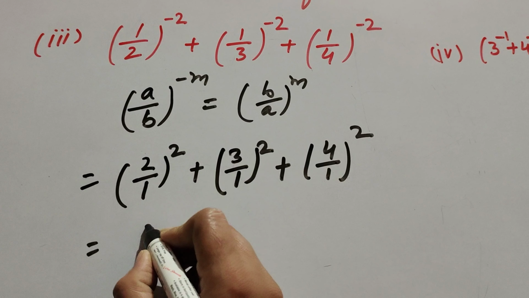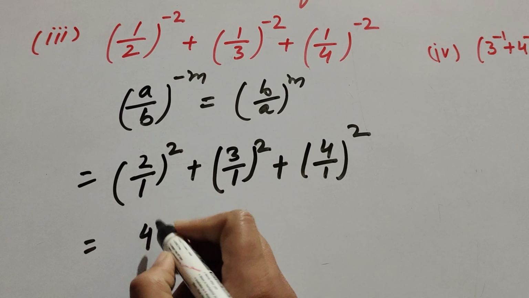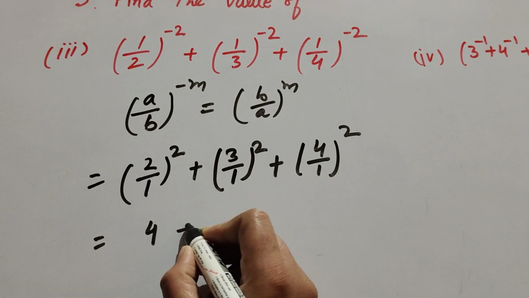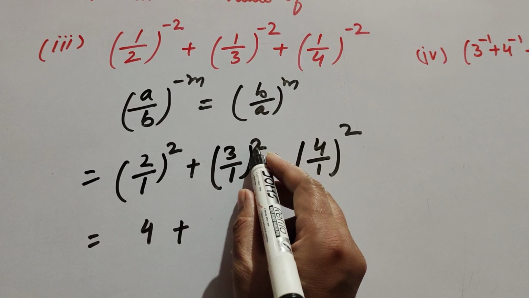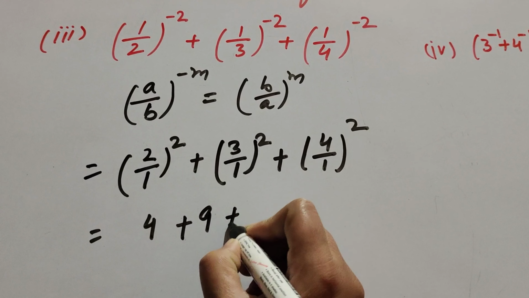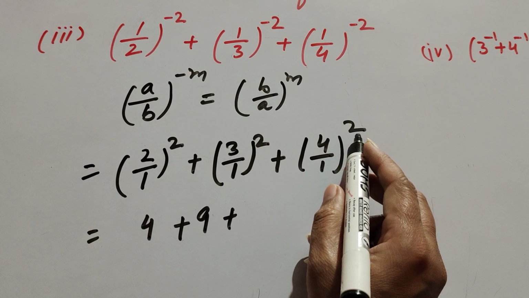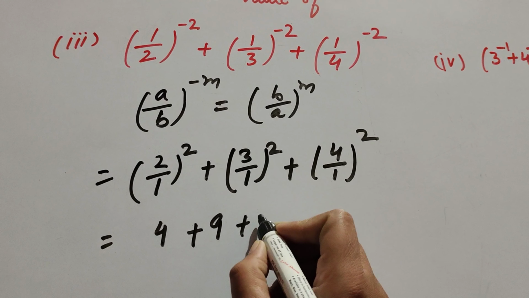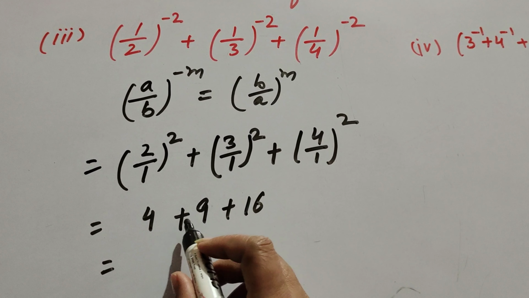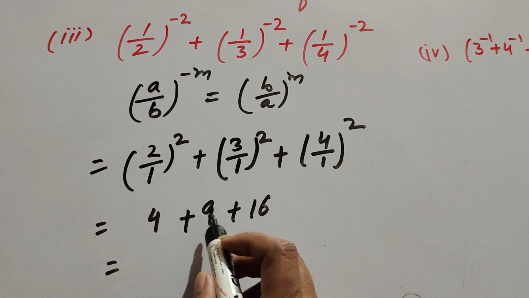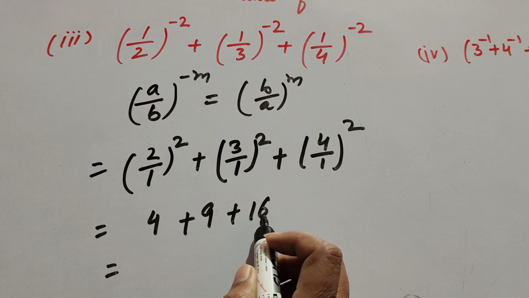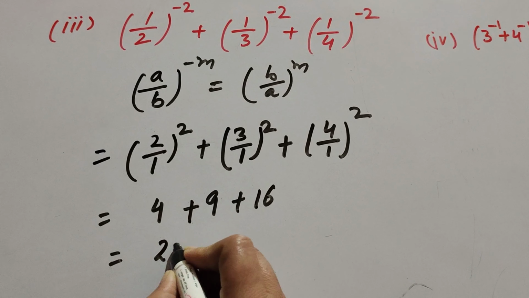2 raised to power 2, it is 2 times repeated multiplication of 2, so it is 4. There is 1 in the denominator, so we have no need to write it. Plus 3 raised to power 2, it is 3 multiplied by 3, equal to 9, plus 4 raised to power 2. It is 2 times repeated multiplication of 4. 4 multiplied by 4 equal to 16. So 4 plus 9 is 13. 13 plus 16 is equal to 29. 29 is the answer.